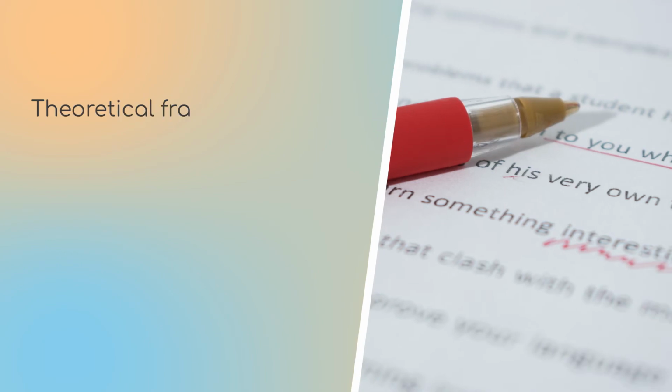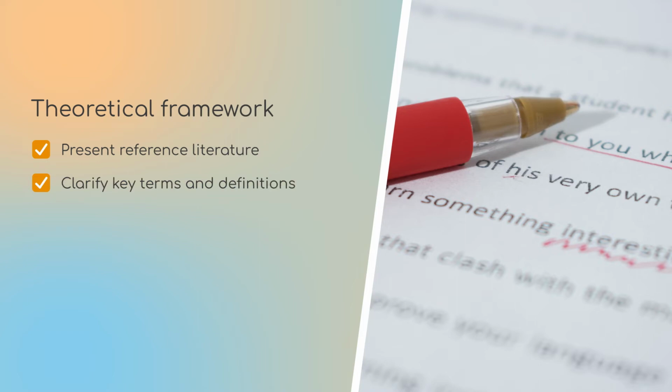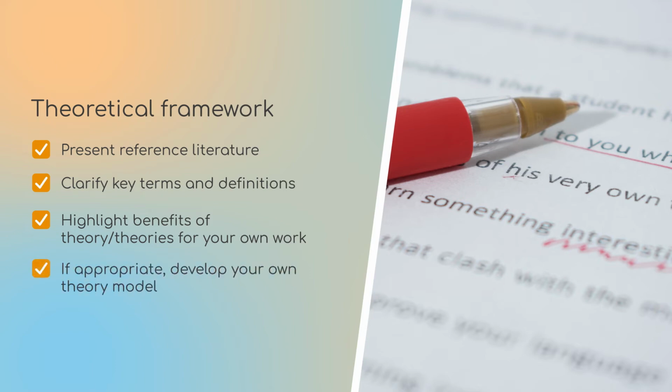Based on your literature review, you can now present the theoretical framework of your research project by indicating which theories you would like to refer to. At this point you explain essential terms and definitions and indicate to what extent the theory can make an argumentative contribution to your work. Another option is to design your own theory model based on various elements of existing theories or models. In any case, the presentation of the theoretical background serves to lay the foundation for your investigation.